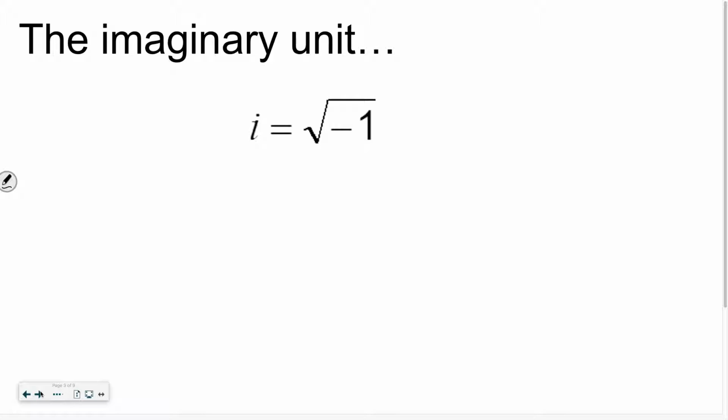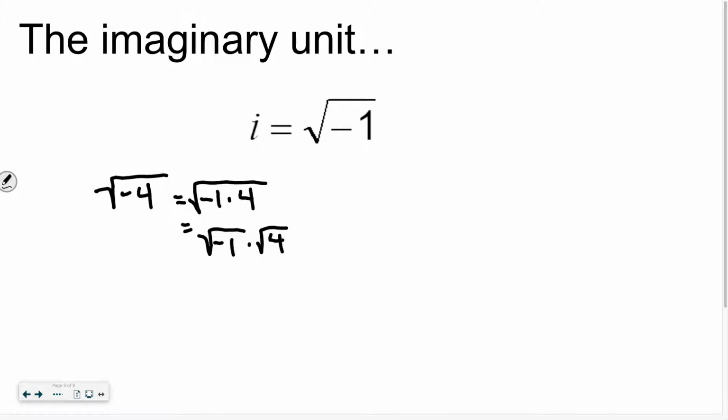Now, if i is equal to the square root of negative 1, then we can use this to do other simplifying radicals. So if I did the square root of negative 4, I'm going to do a little bit more work here. That's really the square root of negative 1 times 4, which in properties of radicals is the square root of negative 1 times the square root of 4, which we know the square root of negative 1 is i, and the square root of 4 is 2, so the square root of negative 4 is 2i.